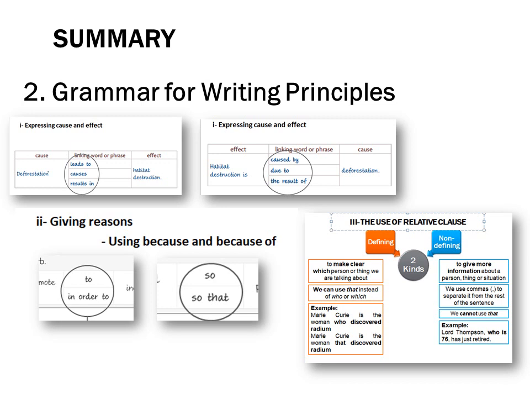The non-defining clauses give more information. They give detail about persons, things, or situations. So I have to use a comma before and after this non-defining relative clause. And in the non-defining relative clause, I cannot use that. For example, Lord Thompson, who is 76, has just retired. I can remove this non-defining relative clause and the meaning of the sentence remains intact. Lord Thompson has just retired. It's an intact meaning.